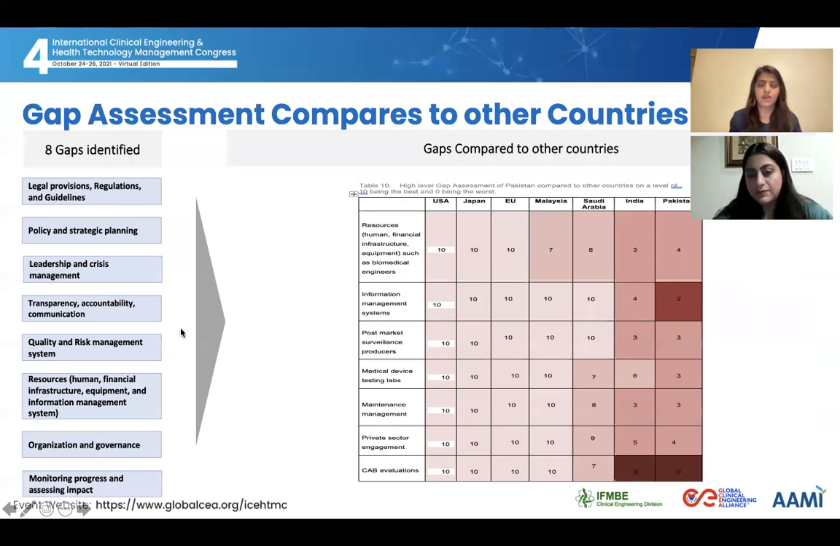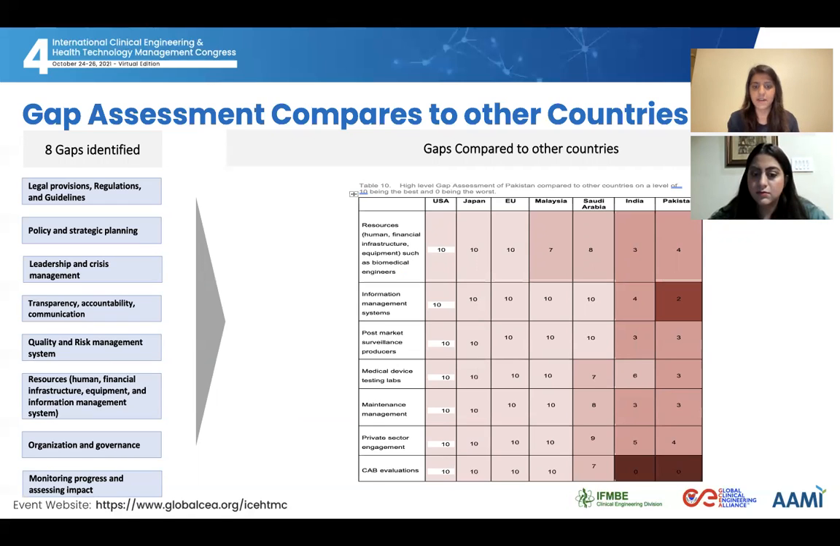Thank you, Tazeen. So after this rigorous exercise of going through all of the countries and the current regulatory authorities, 8 factors were identified and then compared and contrasted on a scale of 0 to 10, 0 being the worst and 10 being the best of where these countries lie. The 8 factors identified were legal provision, policy and strategic planning, leadership and crisis management, transparency, accountability, quality and risk management, resources, organizations, and governments.